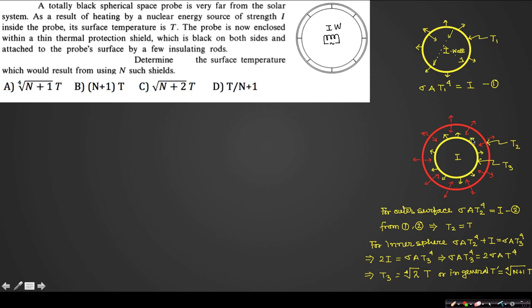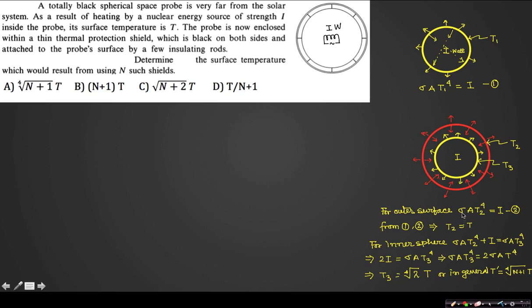I think it is clear. These three radiations you have to understand. One radiation is sent by the spaceship outer surface that falls on the enclosure inner surface. One radiation is emitted from the enclosure inner surface, completely absorbed by the spaceship outer surface. And another radiation is emitted by the enclosure outer surface, and it does not come back, it goes to the space.